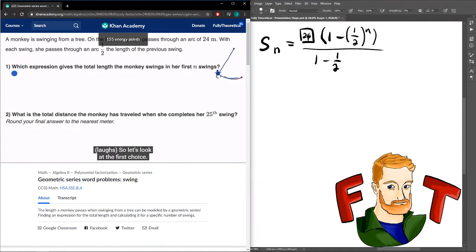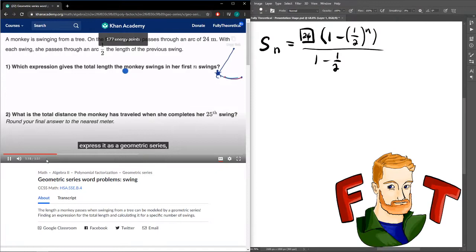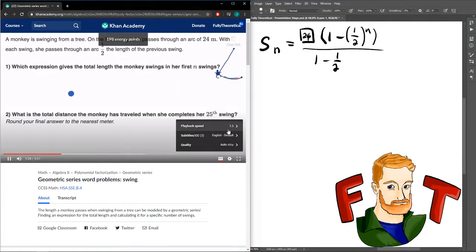So let's look at the first choice. Which expression gives the total length the monkey swings in her first n swings? Pause the video and see if you can do that. And express it both two ways. Express it as a geometric series, but also express it as the sum of a geometric series if we were to actually evaluate it. So let's do this together.